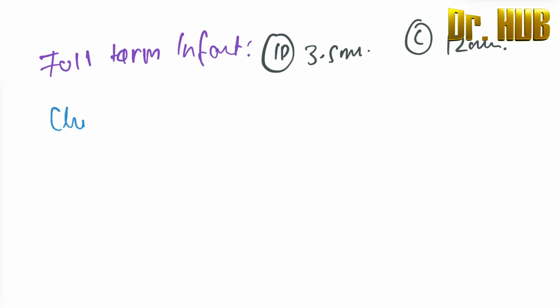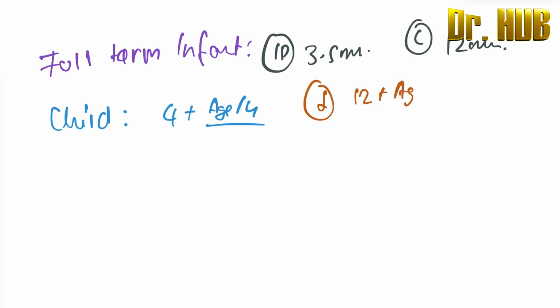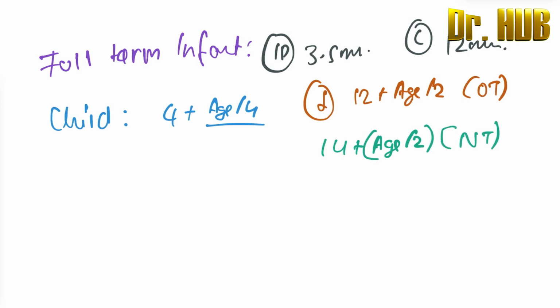Then we move on to the child. So how is the endotracheal tube here? In the child, it will be 4 plus age divided by 4. And what will be the length? The length will be 12 plus age divided by 2. This will be the orotracheal. Next will be the length. Here it is 14 plus age divided by 2. And this is nothing but the nasotracheal.